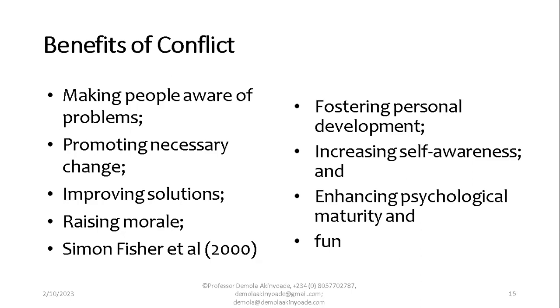If the two of them have the right attitude to conflict, they will sit down and say, okay, you like to take food to work, this is the way you can help. Or you can ask somebody to come and live with us, or take a housemaid that will help me with taking care of the baby at night, then I can attend to you. Then the whole arrangement is set again. So conflict has benefits. It helps us to improve solutions. It raises morale. It fosters personal development. It enhances psychological maturity. It helps people to grow, to become mature, and so on.